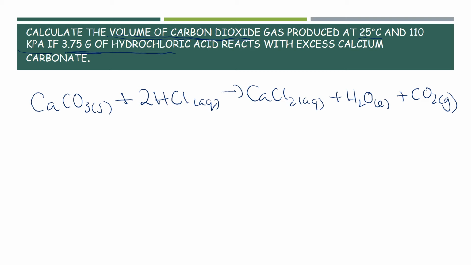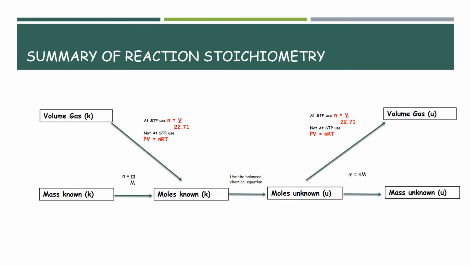Now, we need to identify what was the known and what was the unknown. If you look at this, you can see here that we've got a quantity of hydrochloric acid. So that is our known. And we've been asked to find the volume of carbon dioxide. So that is our unknown. So for this particular question, we're starting here with a mass of a known. So we are going to have to find the moles. And to find the moles, we're going to use number of moles equals mass over formula mass.